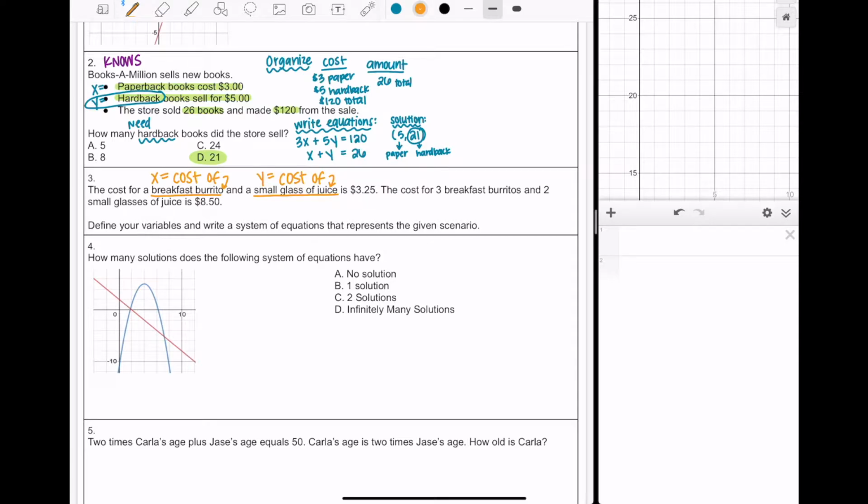So far what we know is that X plus Y equals $3.25. Okay, the cost for 3 breakfast burritos, so 3X plus 2 small glasses of juice, so 2Y equals $8.50. So those would be our two equations.